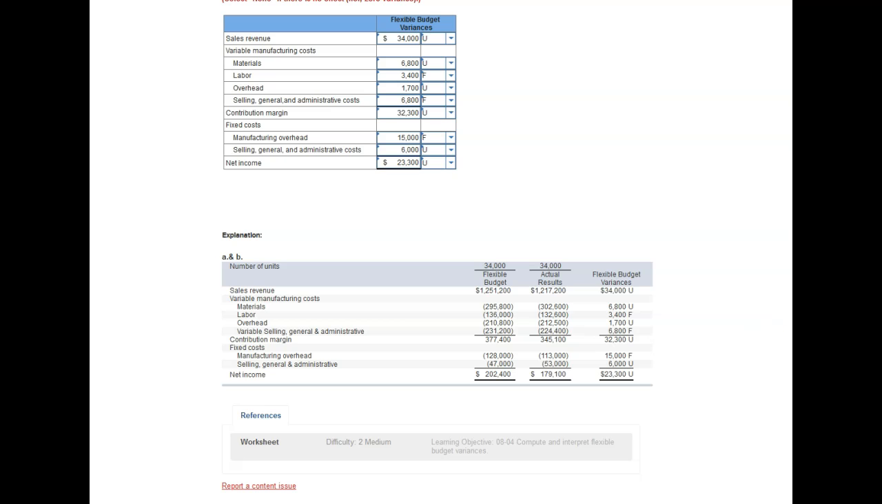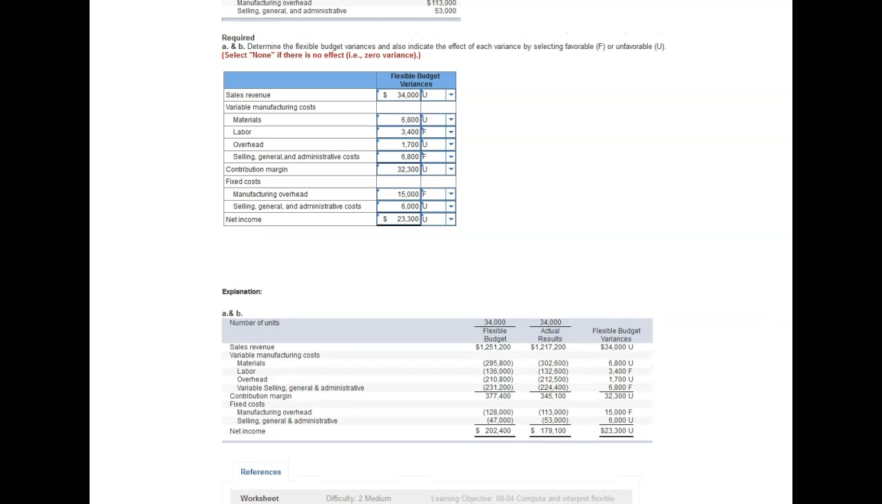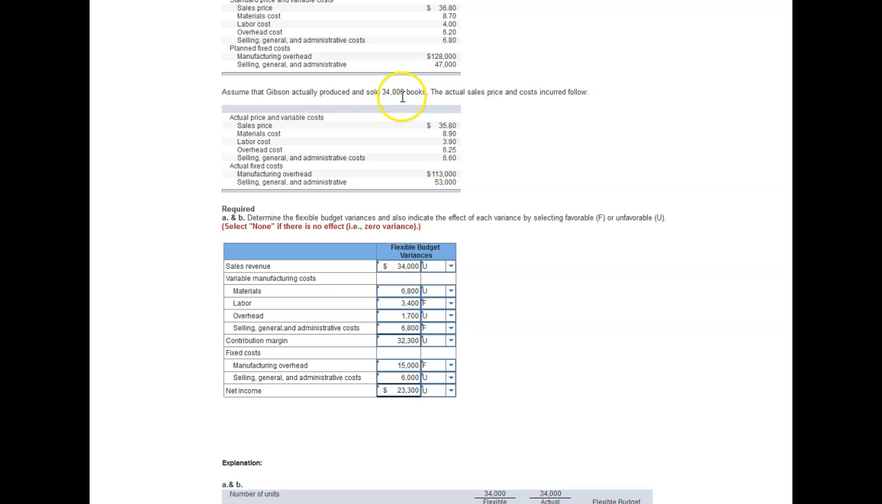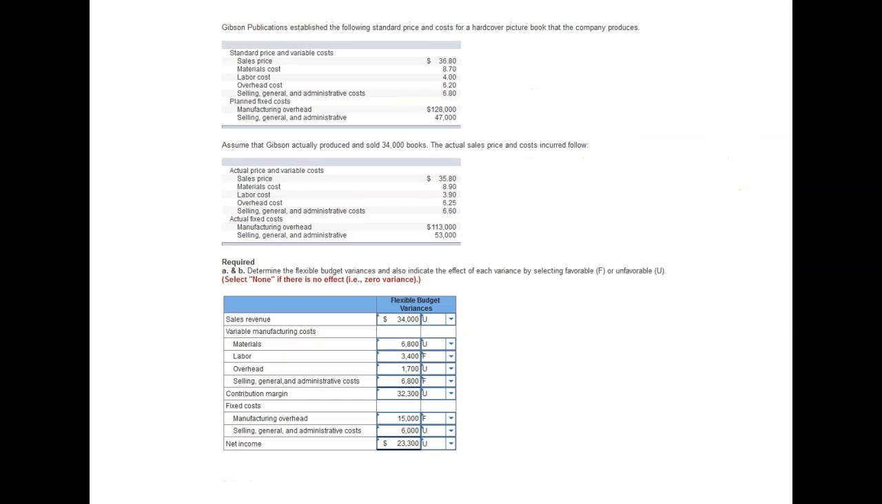Alright, so a flexible budget. As you saw in previous chapters, flexible budgets can be prepared at any level. Here we need a flexible budget at the 34,000 unit level because we actually produced 34,000 books. So we prepare a flexible budget using these numbers at the 34,000 unit level. That will show us what we expected to happen if we produced and sold that many books. Then compare that to the actual results at that level, because that's the actual level.